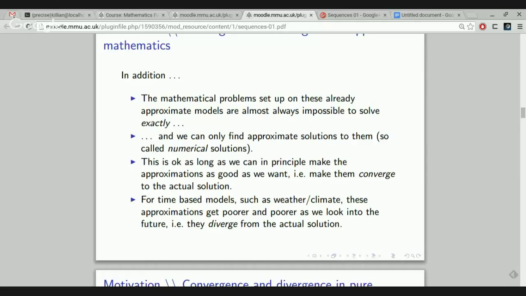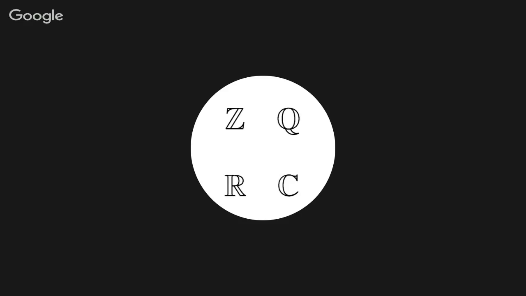Now it so happens, and you'll become more and more aware of this as you go through the course. Just get a book of notes there, guys. Thank you. Right.